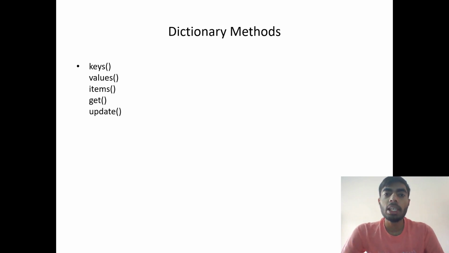Python provides many useful methods for dictionaries. The keys method returns all the keys. The values method returns all the stored values. The items method returns both keys and values together. The get method safely retrieves a value using its key. The update method allows us to add or modify entries. These methods make dictionaries easy to work with.